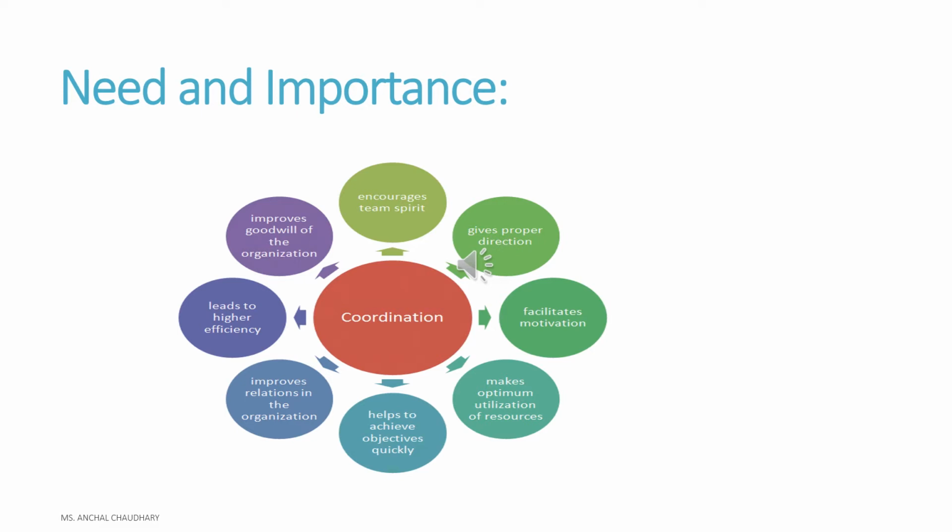Next is coordination improves relations in the organization. When there is proper coordination in an organization at each and every level and the manager shows interest in their subordinates' activities and also guides them to work more efficiently, that will help the overall improvement in the relations of the organization. Next is coordination leads to higher efficiency. When there is optimum utilization of resources without any wastage, that will result in more returns and low cost, and that will lead to higher efficiency.